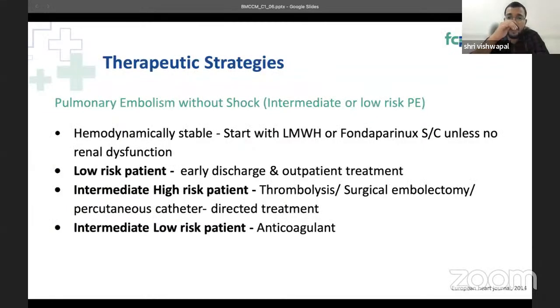If the patient falls under intermediate or low risk, we'll start with low molecular weight heparin or fondaparinux subcutaneously, unless there is renal dysfunction. If there is any renal dysfunction, we'll go for heparin. For a low risk patient, we'll discharge as soon as possible and switch to oral therapy. If it is an intermediate high risk patient, we'll go for thrombolysis, surgical embolectomy, or percutaneous catheter. If it is an intermediate low risk patient, we'll directly start with an anticoagulant.